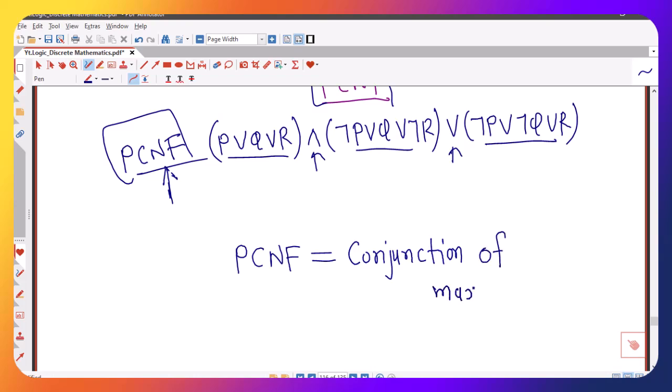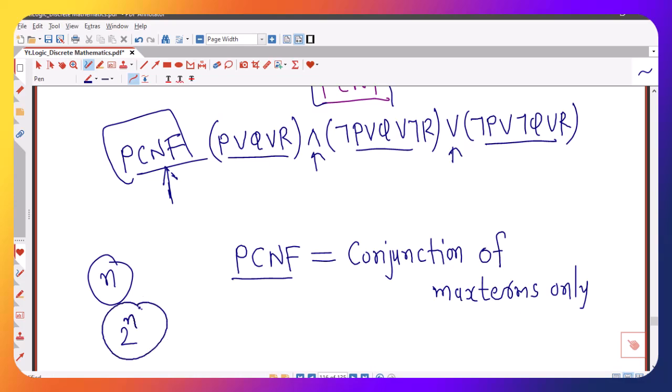For this lecture we end with this definition, that principal conjunctive normal form is nothing but a conjunction of max terms only, and we will remember how to write the max terms for 2 variables or for 3 variables. If I have n variables, the number of possible max terms will be 2 raised to n.